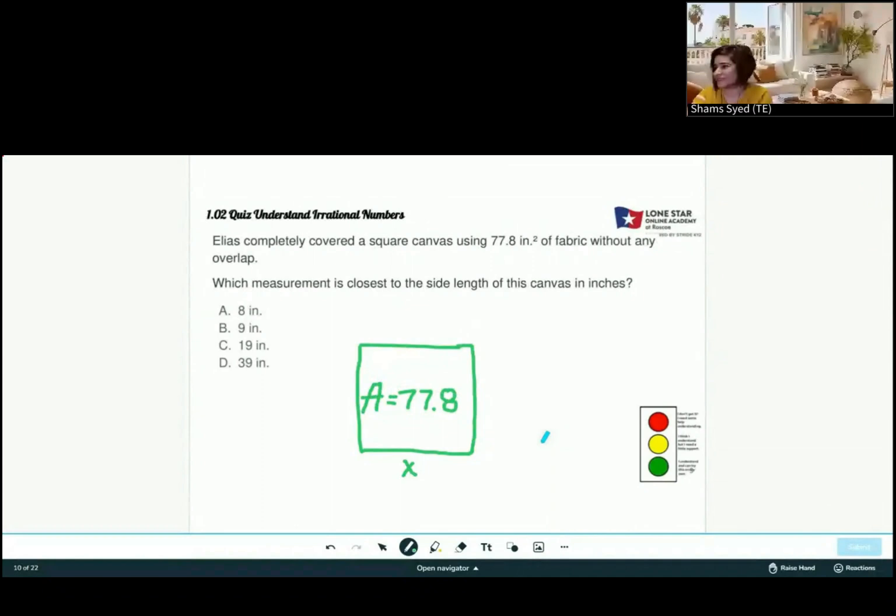Side times side is going to give you the area, so we will do the inverse of side times side. We will do square root to find side. And Christian, you think 8? I think, Rani, I agree with you. Christian, reconsider your answer. Find the square root of 77.8. Find it. And that's going to give you a really close answer to the correct answer.